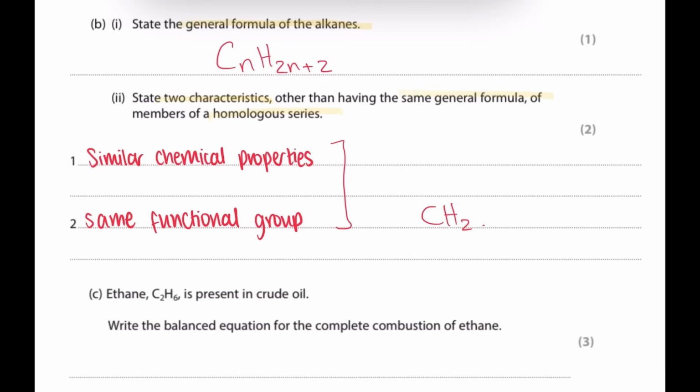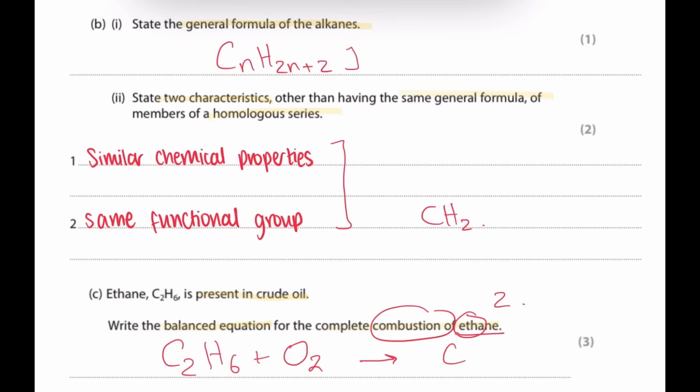Ethane, C2H6, is present in crude oil. Write a balanced equation for the complete combustion of ethane. First of all, we have ethane as our beginning, so we know that is C2H6. We use it based on our formula, and eth means 2 carbons. Then, because it's a complete combustion, we add O2, which is oxygen. A complete combustion always gives 2 products, and these are CO2 as well as H2O.